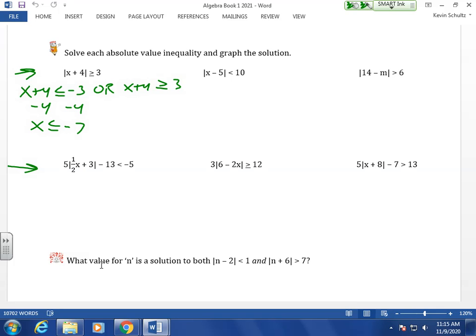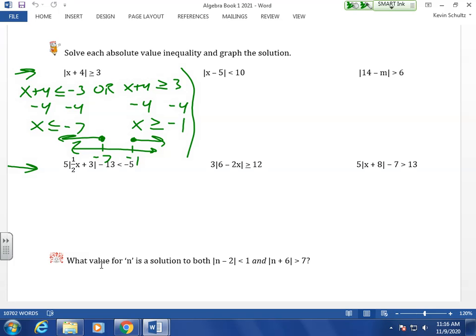X is less than or equal to negative 7. Subtract 4 here. X is greater than or equal to negative 1. We see this is going to be an or statement. Our graph is going to reflect that as well. Open or closed circle going left, closed circle going right. Okay. Questions on that one? All right. Second one you said we did together? No. I don't remember. So.